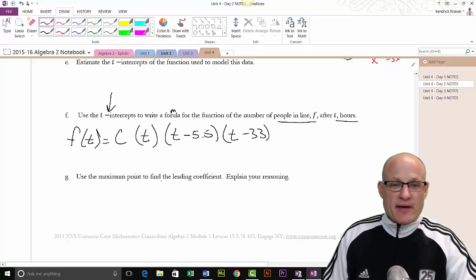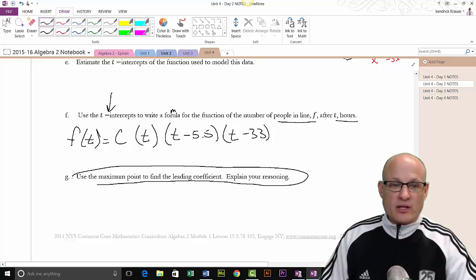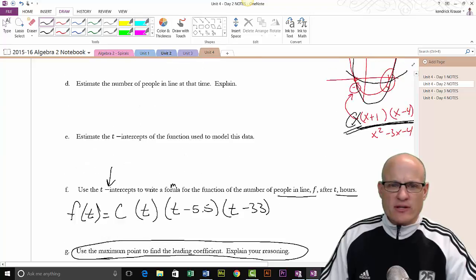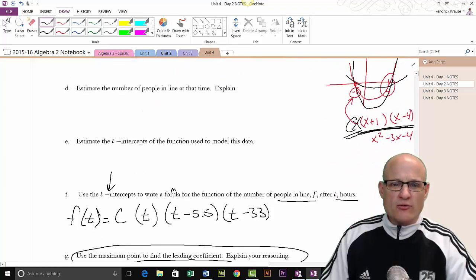So it says, using the maximum profit point, find the leading coefficient. Explain your reasoning. So we said our maximum profit was at 5. Oh, this shouldn't be 5.5. What was that value? 12. This should be 12. Sorry, this was 12. My three zeros were 0. This is t equals 0, t equals 12, and t equals 33.